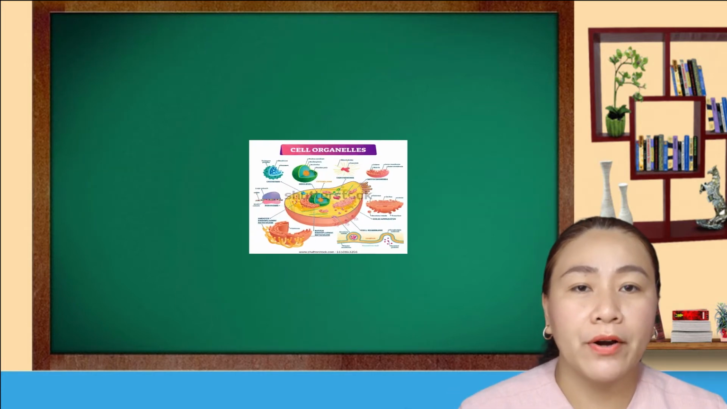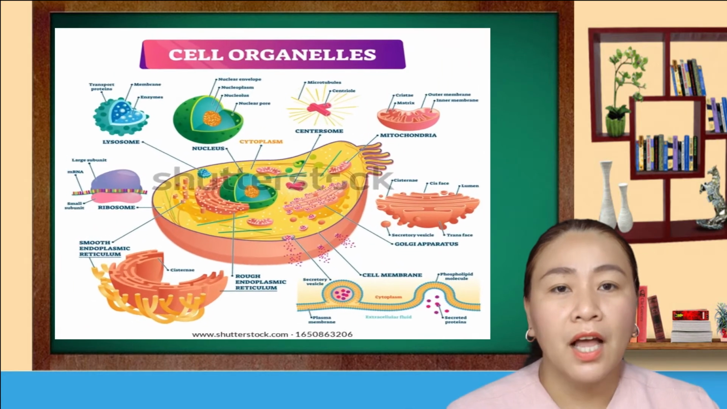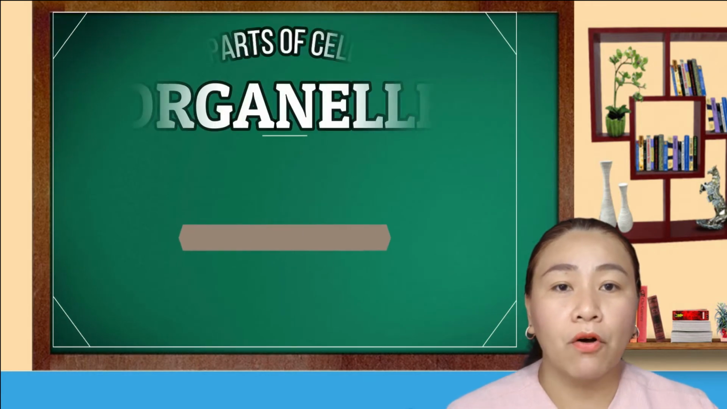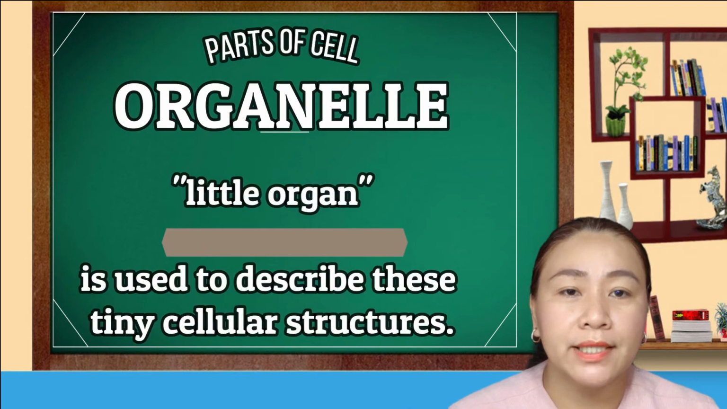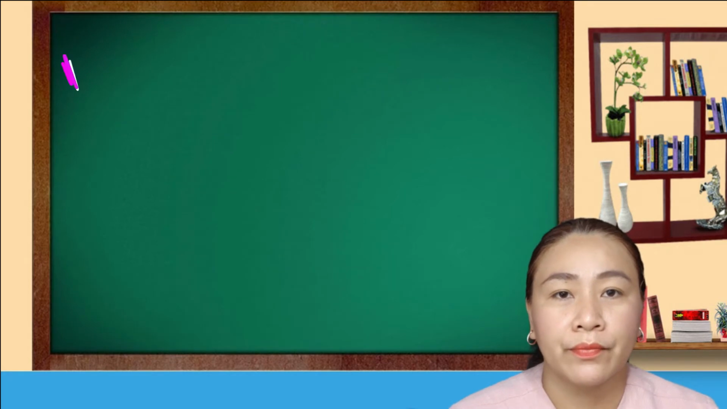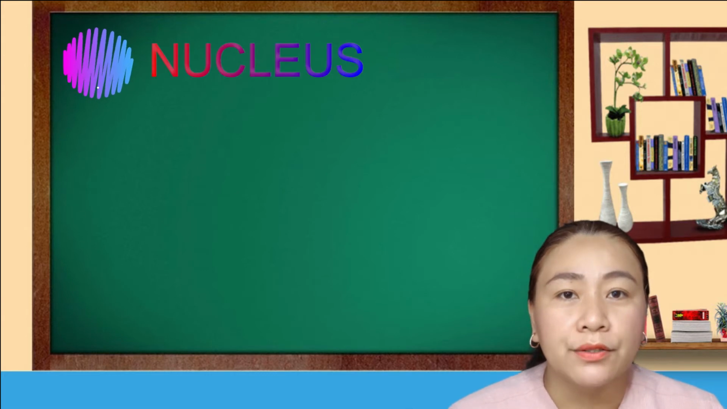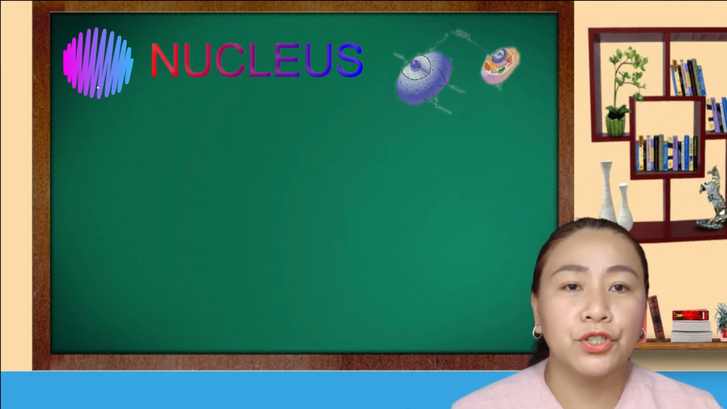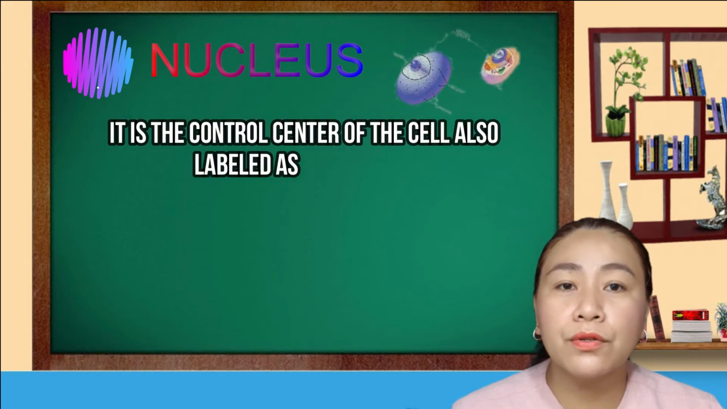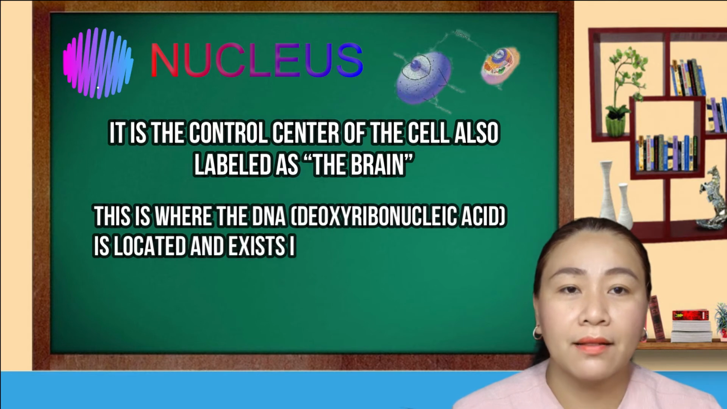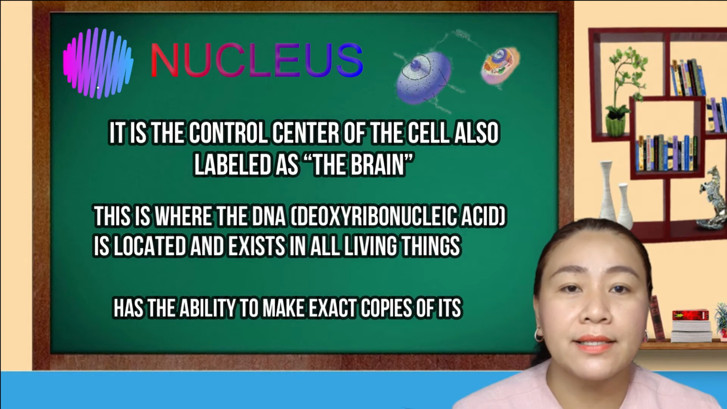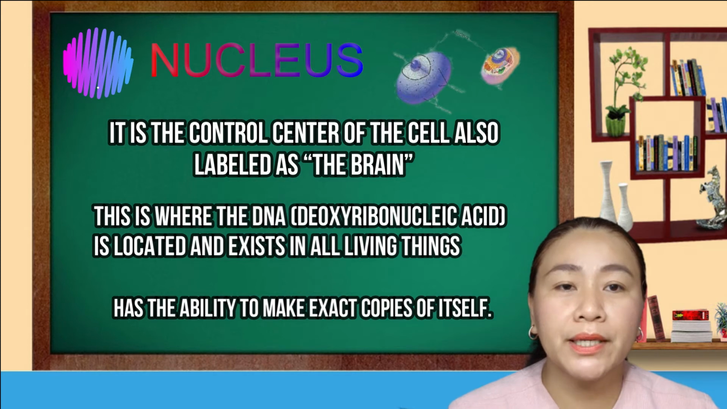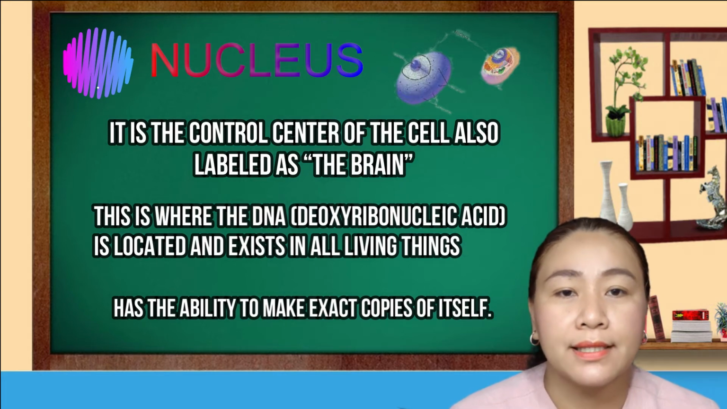These are the general parts of the cell. The word organelle, little organs, is used to describe these tiny cellular structures. Nucleus. Nucleus is the part of the cell that is observed easily. It is the control center of the cell, also labeled as the brain of the cell. This is where the DNA is located. Deoxyribonucleic acid, or DNA, exists in all living things and has the ability to make exact copies of itself.